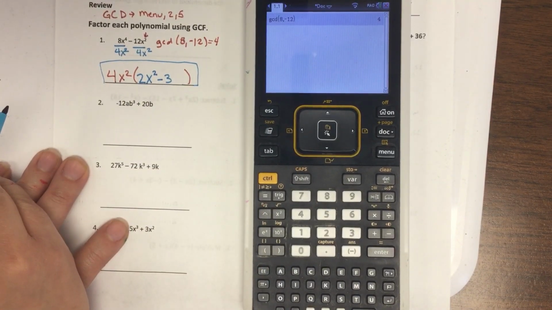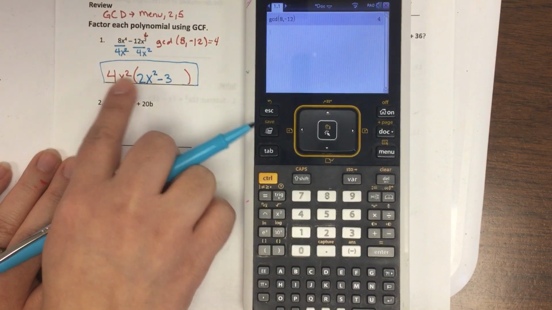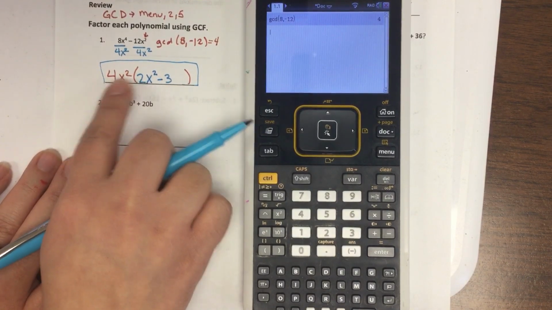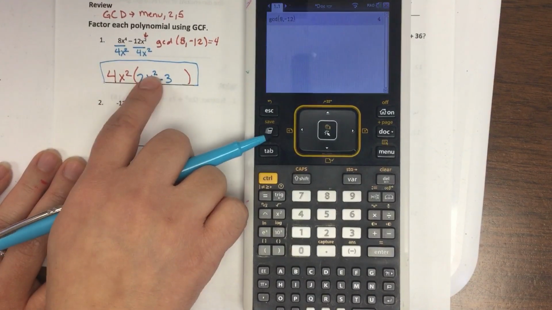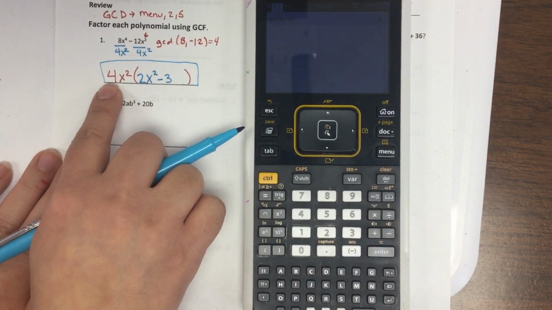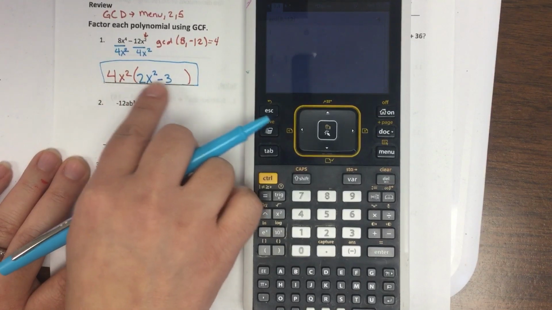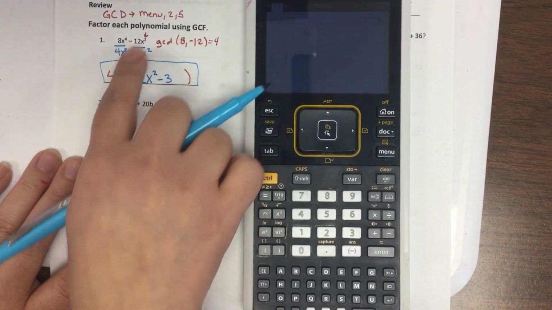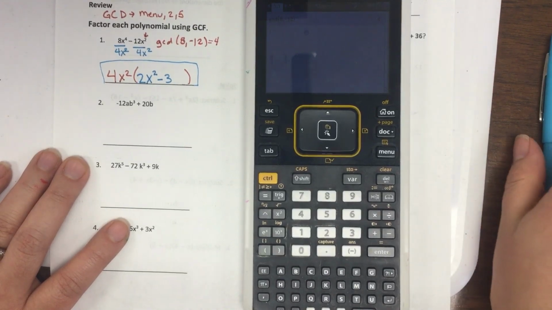Okay, you can always go back and double check. I multiply 4x squared times 2x squared. 4 times 2 is 8. x squared times x squared, we add those together. 2 plus 2 gives me my exponent of 4. 4x squared times negative 3. 4 times that negative 3 is negative 12, and my x squared stays. Okay, moving on to question 2.